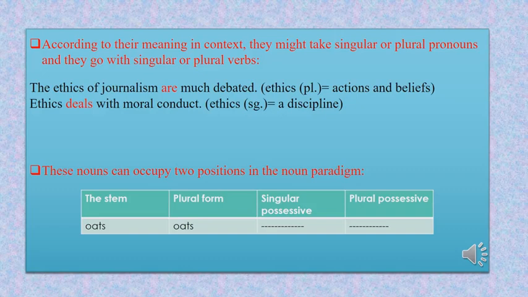Let's talk about the noun paradigm. These nouns, because they have singular and plural forms, occupy two positions in the noun paradigm, the stem and the plural form. But the singular possessive and the plural possessive are left empty because they are inanimate. So in the noun paradigm of oats, we have oats as the stem, as the dictionary word, and we have oats as the plural form. But we don't have a singular possessive or a plural possessive form. So the noun paradigm of oats is oats as the stem and oats as the plural form only.